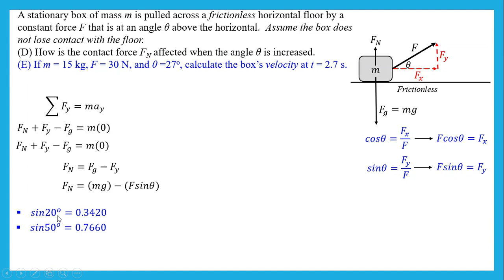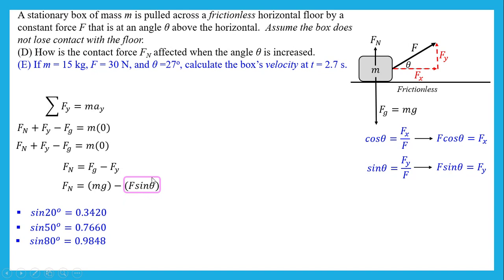As you can see already, as the angle gets deeper from 20 degrees to 50, sine of 50 is 0.7660. So the answer just got bigger. Now, I want to take it one more step further. I want to do sine of 80 degrees. Sine of 80 degrees is 0.9848. So as you can see, increasing the angle from 20 to 50 to 80 causes sine of theta to increase as well.